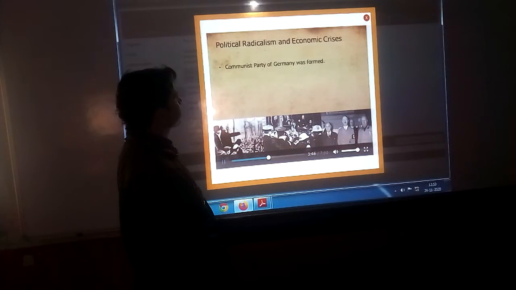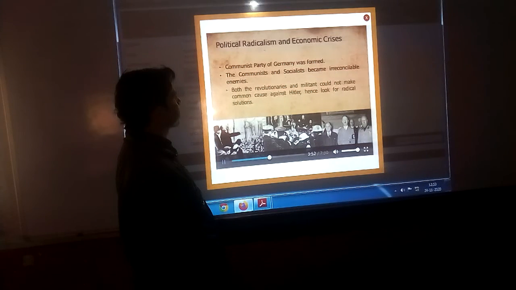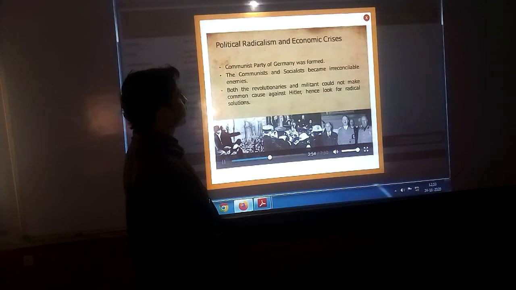The Communist Party of Germany was formed. The communists and socialists became irreconcilable enemies. Both the revolutionaries and the militants could not make common cause against Hitler, hence looked for radical solutions.